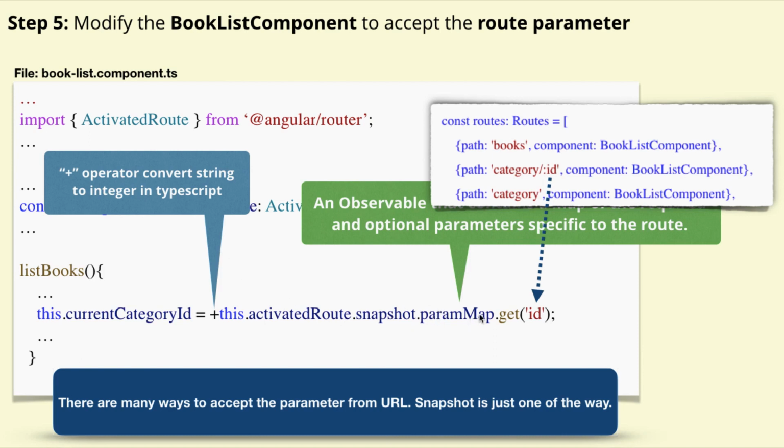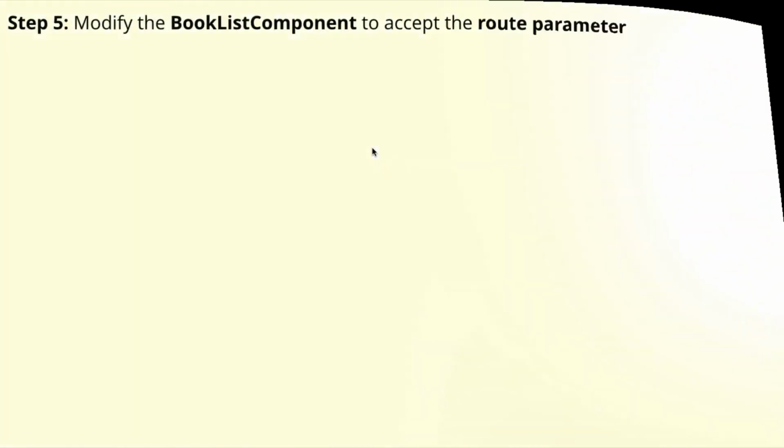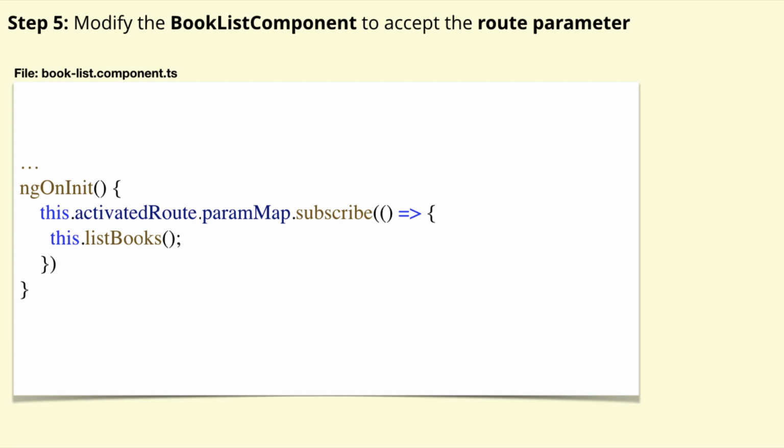In order to make use of this paramMap, first we need to subscribe to it. So within the ngOnInit method, we're going to subscribe to this paramMap, and within the callback function, we're going to call the listBooks method, because inside the listBooks method, we're going to make use of the snapshot approach to get the URL parameter.